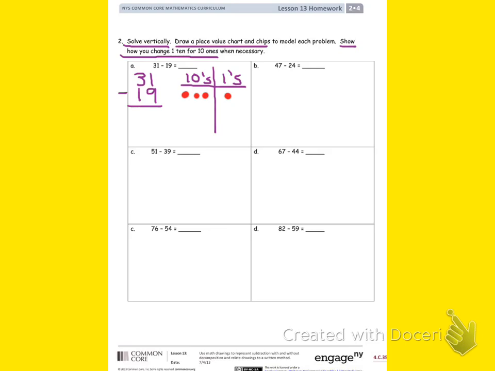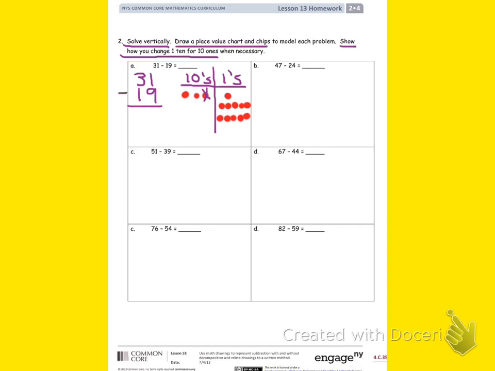And the way I do that is by crossing out one group of 10 and putting those 10 in the ones place. 1, 2, 3, 4, 5, 6, 7, 8, 9, 10. Okay, let me do that very same thing to my vertical equation.